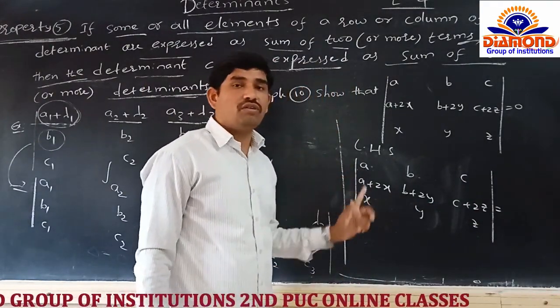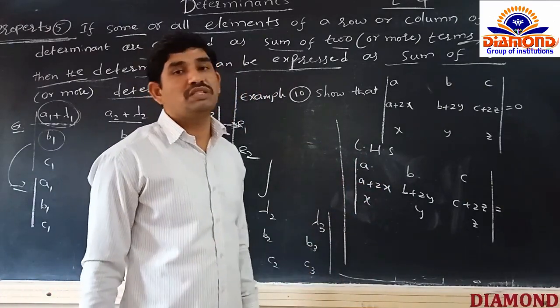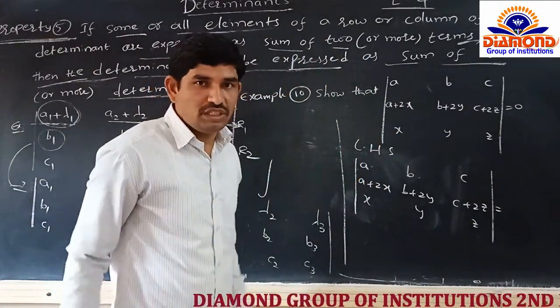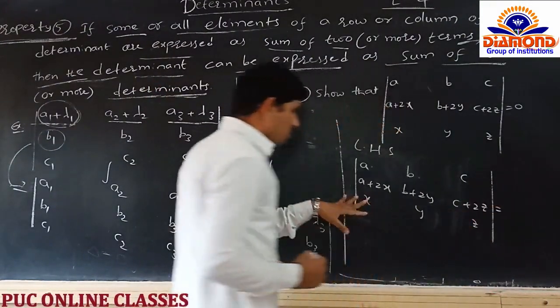If any row or any column is the sum of two or more terms, then the determinant can be expressed as the sum of two or more determinants. Yes or no? So that's why I'm writing here. See, now I will rub this. Okay.